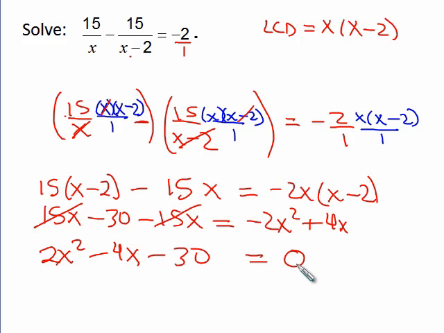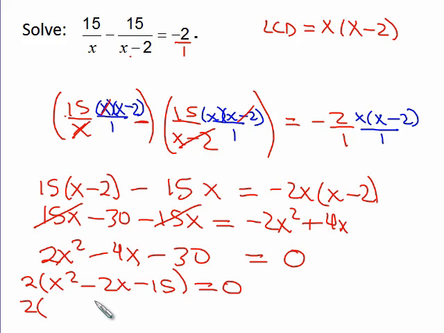Now that I have 0 on one side and my polynomial on the other, I need to look for a greatest common factor, which is 2. So I have x squared minus 2x minus 15. And then I need to keep factoring my trinomial. So x squared will be x times x. Factors of 15 that will get me to 2 would be 5 times 3. And to get a negative 2, I need a negative 5 and a positive 3.